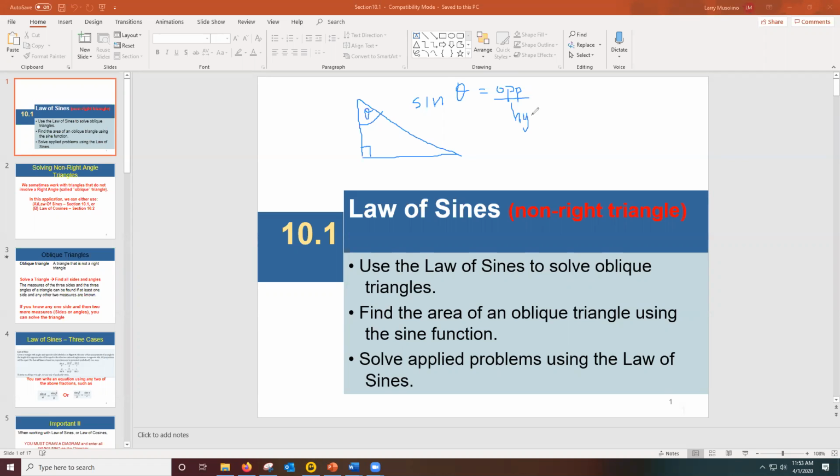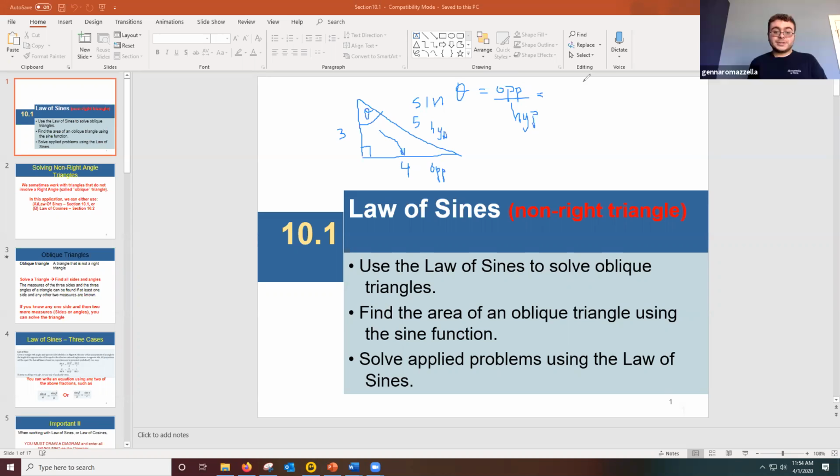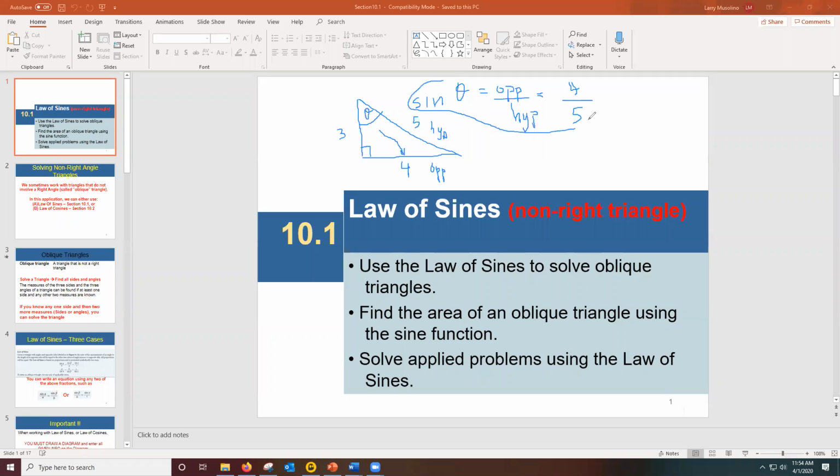So for example, let's say the sides here were 3, 4, and 5. Well, in this example, this side 4 is the opposite side. This side 5 here is the hypotenuse. So the sine here would be 4 over 5. So we did many examples like this. But this formula only applies for right triangles. Remember, that means a triangle with a 90-degree angle.